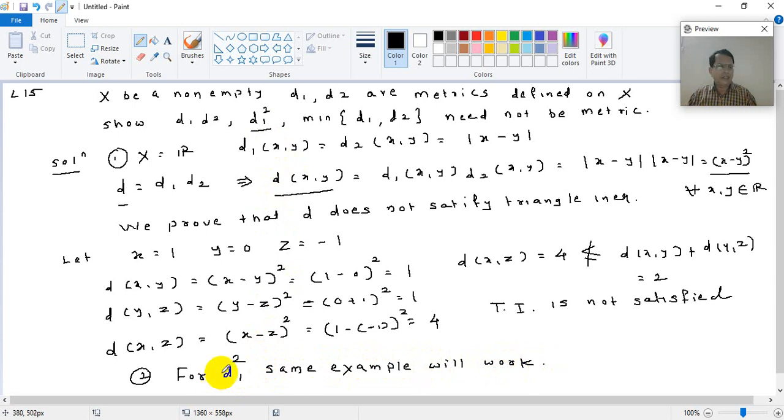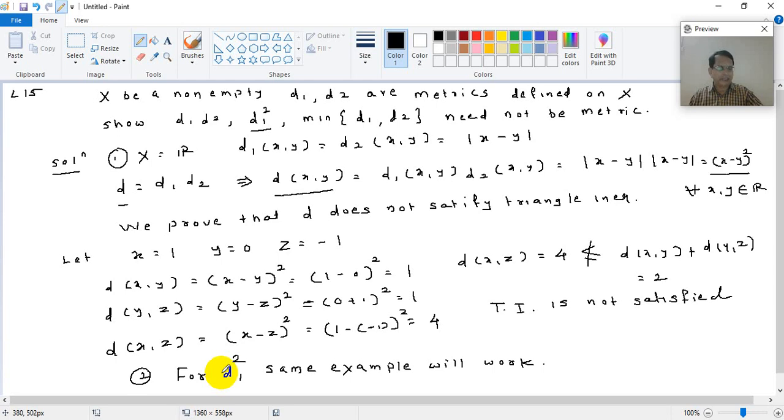Okay. Now coming to the next part. In the next part we have to prove that the minimum of d1 and d2 need not be a metric. We are given that d1 and d2 are metrics. We proved that d1 into d2 is not a metric. If you take d2 the same as d1, then d1 d2 becomes d1 squared. Same thing we have done in the previous part.